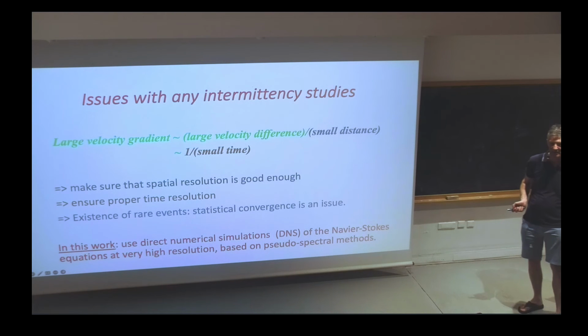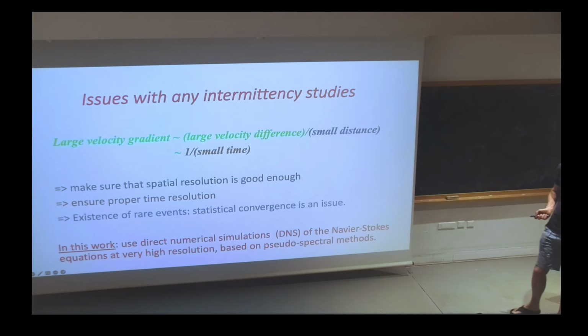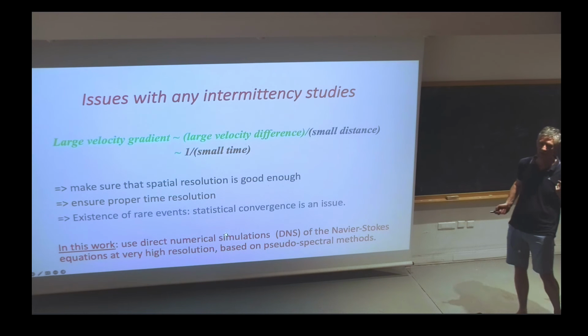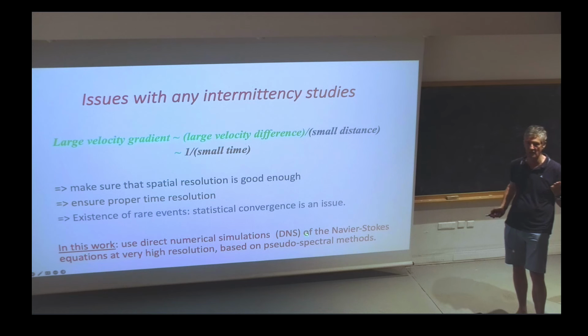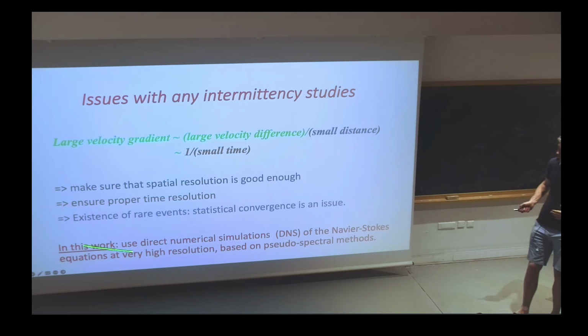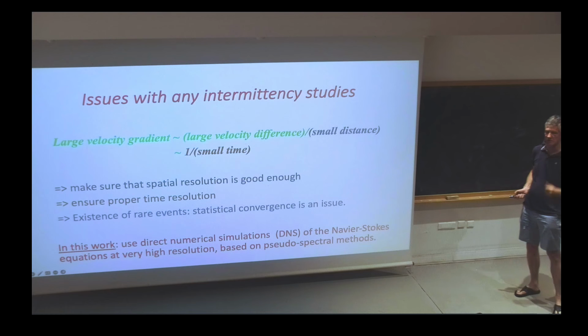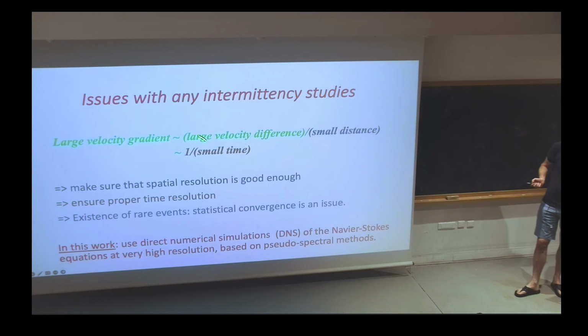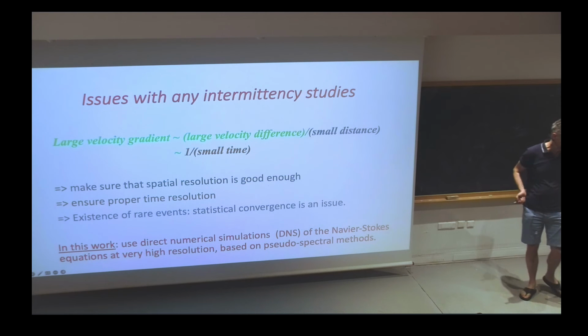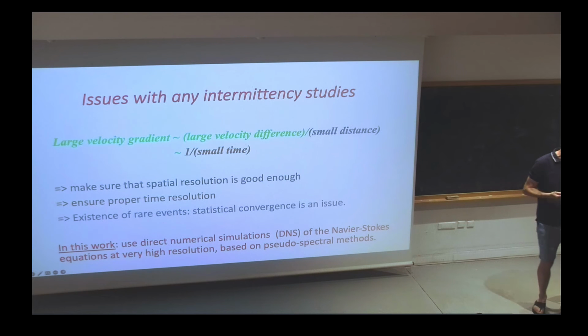So then rare events immediately rings the bell that, hey, if you want to say something significant, you have to make sure that you have enough of them to say something which is meaningful from a statistical point of view. Which, lo and behold, means that there's a cost. So you have to put enough grid points, small enough timescales, and run for long enough to be able to say something significant.